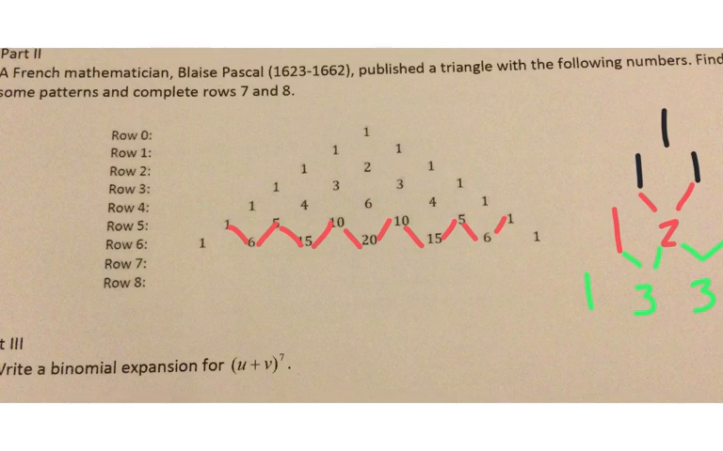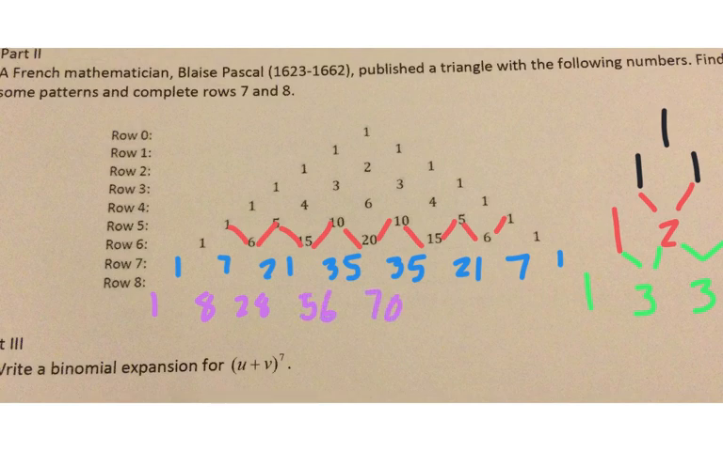So if I had to complete row 7, there's a 1 out front. 1 and 6 gives 7, 6 and 15 gives 21, 15 and 20 is 35, 20 and 15 is 35, 21, 7, 1. And then for the 8th row, again, bring the 1 down. 1 and 7 is 8, 28, 56, 70, 56, 28, 8, and then the 1 on the end.